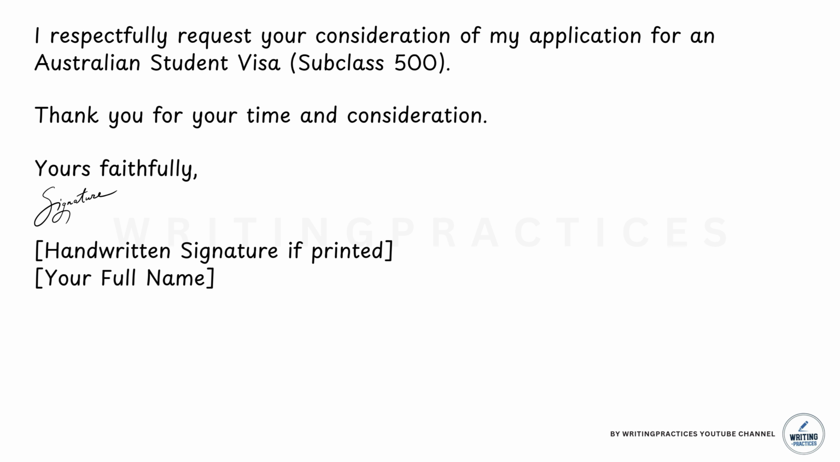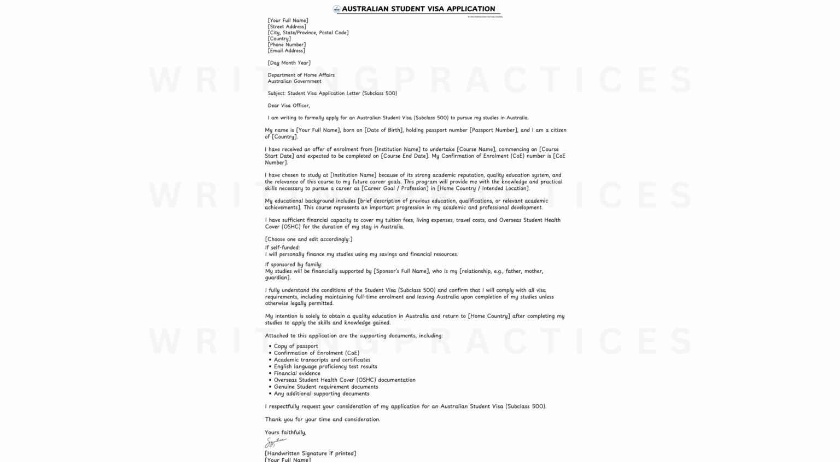Write your full legal name below the signature. Example, Daniel Christopher Lee. This connects your signature to your official identity and confirms authorship of the letter. It must match your passport exactly. Before submitting, carefully review your letter and ensure all supporting documents are attached. A complete and accurate student visa application letter can significantly strengthen your Subclass 500 application.